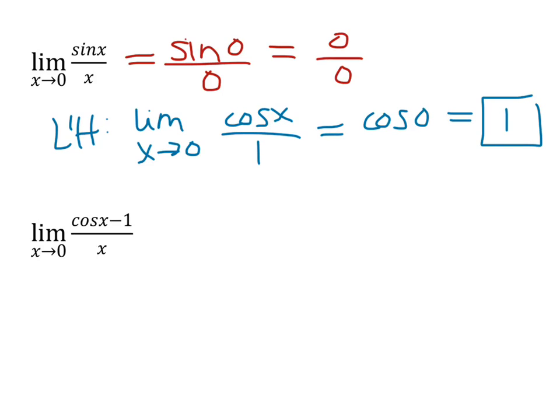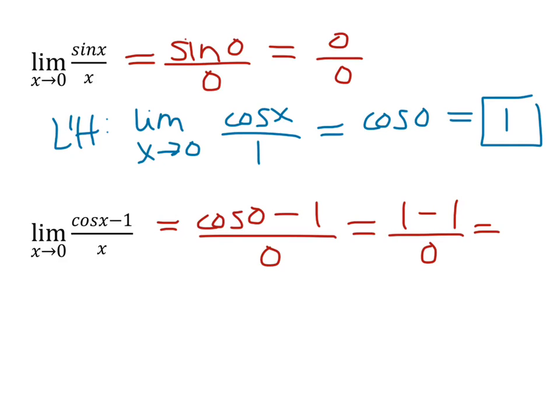Let's take a look at this next limit. The limit as x goes to 0 of cosine x minus 1 over x. If we attempt to evaluate when x is 0, we would have cosine of 0 minus 1 over 0. Cosine of 0 is equal to 1, and 1 minus 1 is equal to 0. This result becomes 0 divided by 0, another indeterminate form. That means apply L'Hopital's rule here.